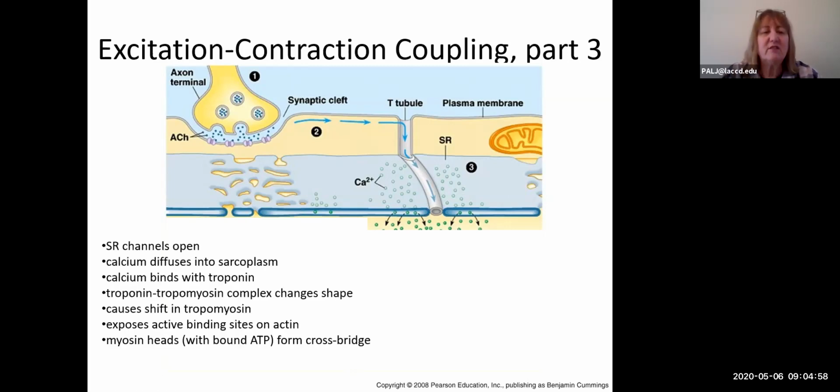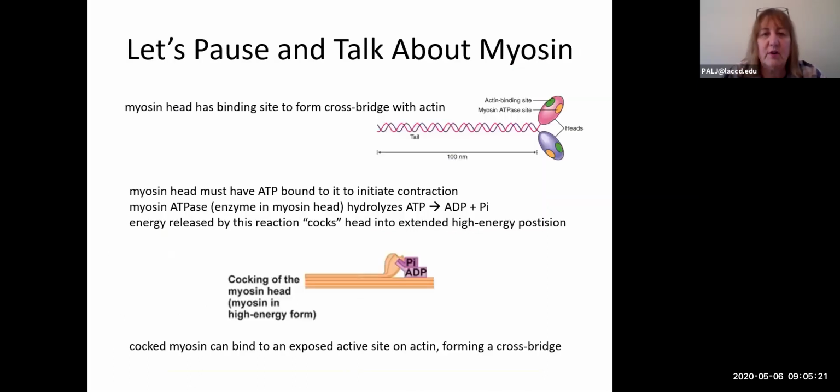So the channel's open, calcium diffuses into the sarcoplasm. It's going to diffuse away from the side. It's going to find troponin binding sites. It's going to bind with the troponin, change the shape of the troponin, pull the tropomyosin off the binding sites inside the actin molecule, let the little myosin heads enter and form the cross bridge.